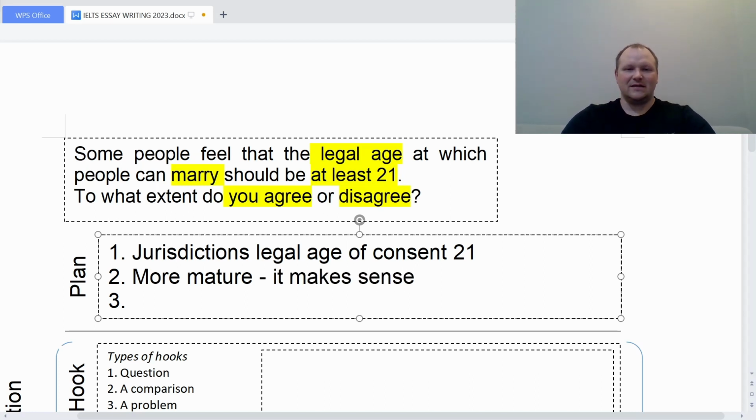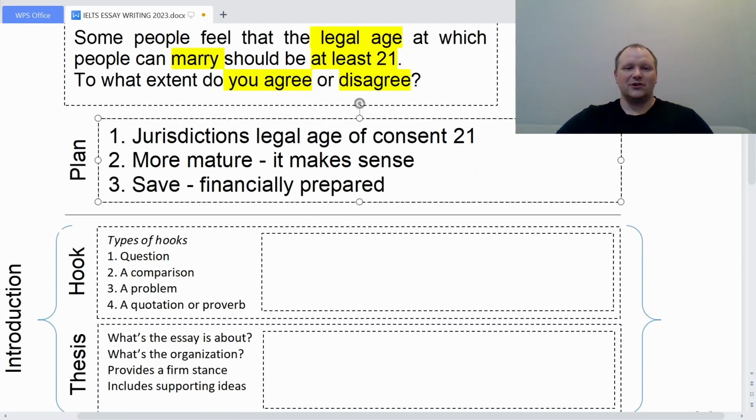And finally, they're mature, they're consenting adults. Maybe this gives them the opportunity to save and be financially stable, financially prepared by this age. So here is our plan. This is it for our plan, okay? So now we're going to go into the hook.